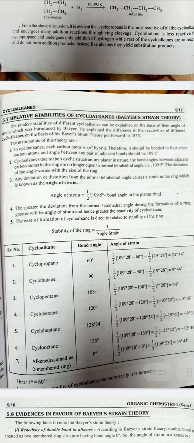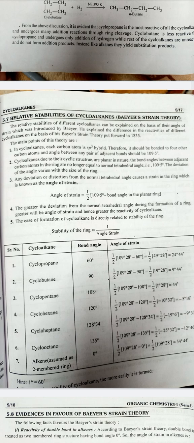Relative stabilities of cycloalkanes. Bayer's strain theory. The relative stability of different cycloalkanes can be explained on the basis of their angle of strain, which was introduced by Bayer. He explained the difference in the reactivities of different cycloalkanes on the basis of his Bayer strain theory, put forward in 1885. The main points of the theory are: number 1.